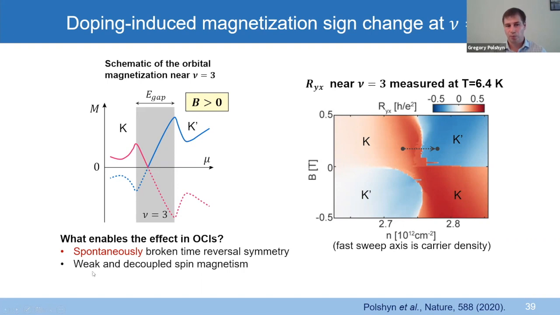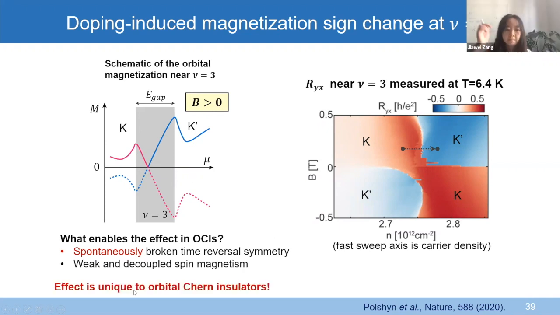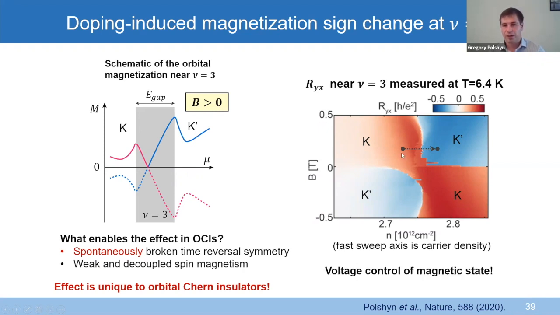And then another important factor is that spin magnetization must be weak and decoupled from the orbital one, right? So all this dynamic could be prevented if there is strong spin magnetization, which is locked with the orbital magnetization. So this makes this effect unique to this family of quantum anomalous Hall effects, orbital Chern insulators. So this effect enables us to use electrical voltage to switch the magnetic state.